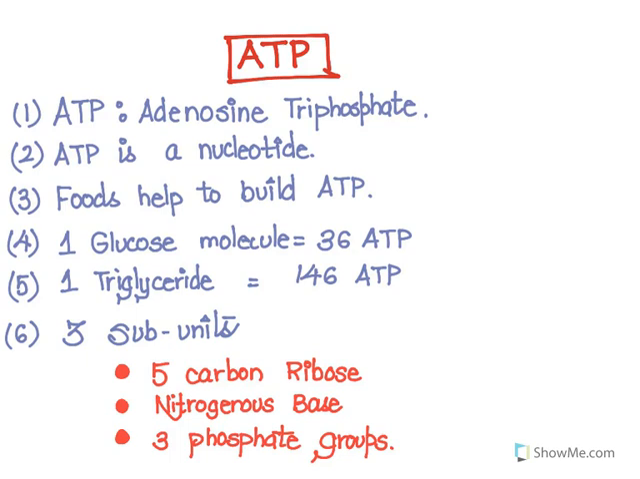Now, we are going to take a look at what the structure of an ATP molecule is. It basically has three important parts. The first one is a 5-carbon ribose ring, which is a sugar. The next is a nitrogenous base and 3 phosphate groups. So on the next page, we'll take a look at the actual structure of the ATP molecule.